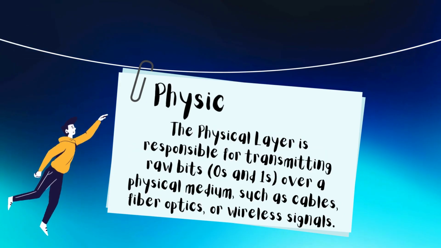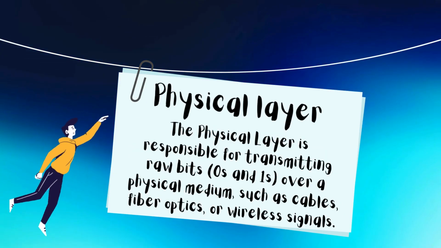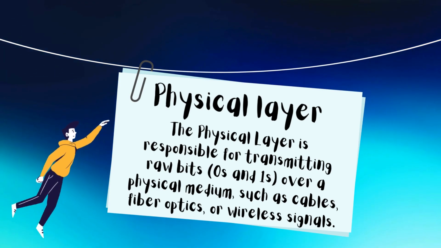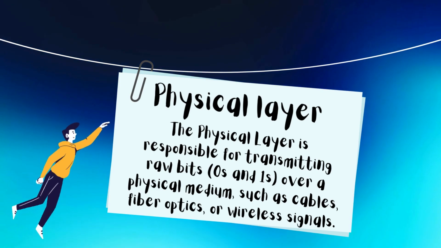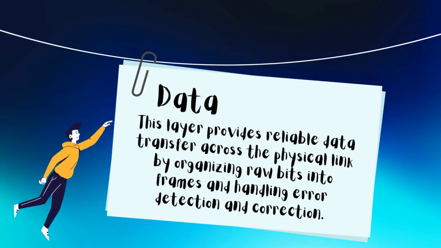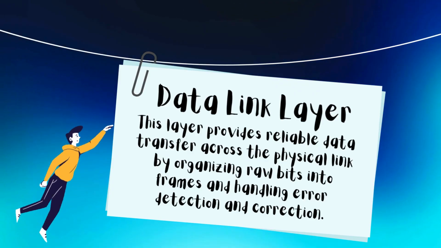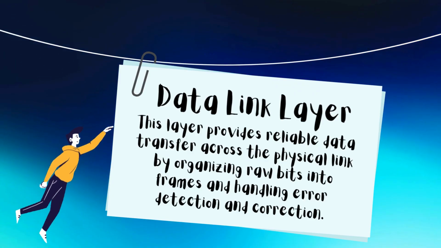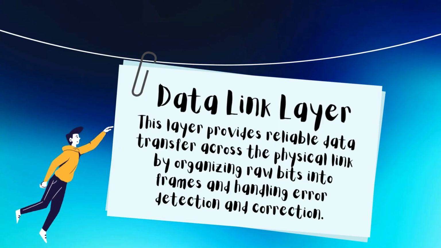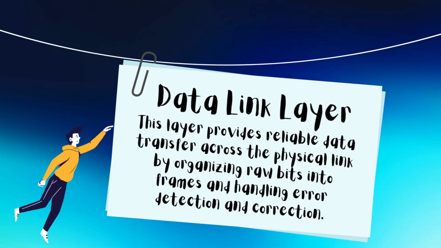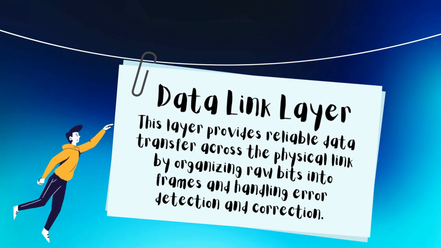The physical layer is the first layer of the OSI model. It's responsible for the transmission of raw bits, ones and zeros, through physical media like cables, switches, and network cards. Next up, the data link layer. Think of it as the traffic controller of your network. It takes raw bits from the physical layer and packages them into frames, ensuring that data is sent and received without collisions or errors. It's responsible for MAC addresses and Ethernet communication.